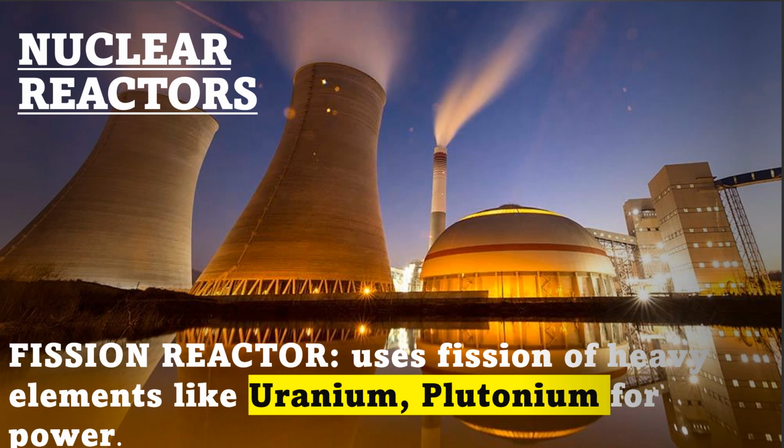Now we'll see what the nuclear reactor uses as its fuel. A fission reactor uses fission of heavy elements like uranium and plutonium for its power.